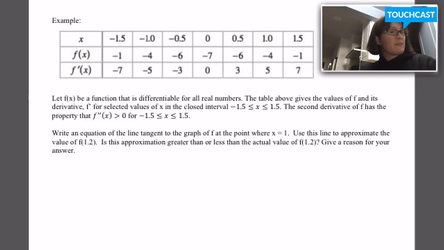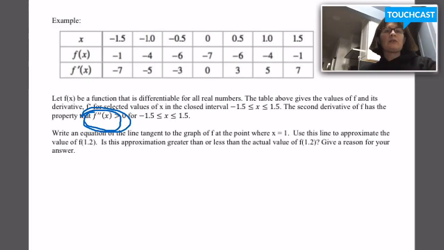So I have some information about a function. I know the function f evaluated at certain x values, and I know the values of f prime at certain x values, and I know also that f double prime of x is greater than 0. That means f double prime of x is positive, and I want you to be thinking, whenever you see that, if you know f double prime of x is positive, what do you know about f? f must be concave up. So when you read f double prime of x is positive, f is concave up.